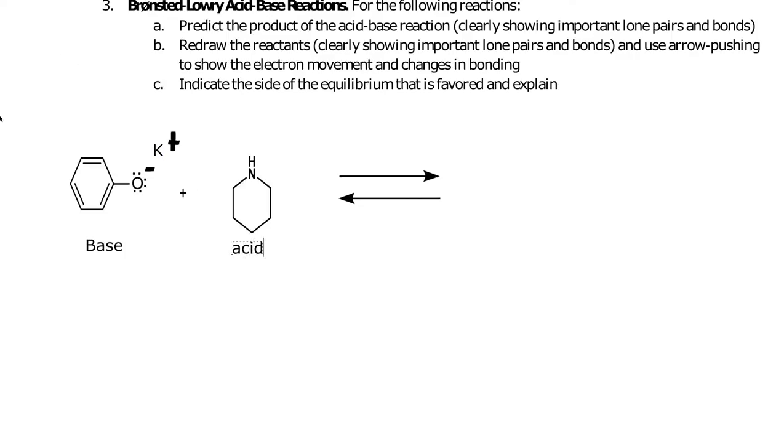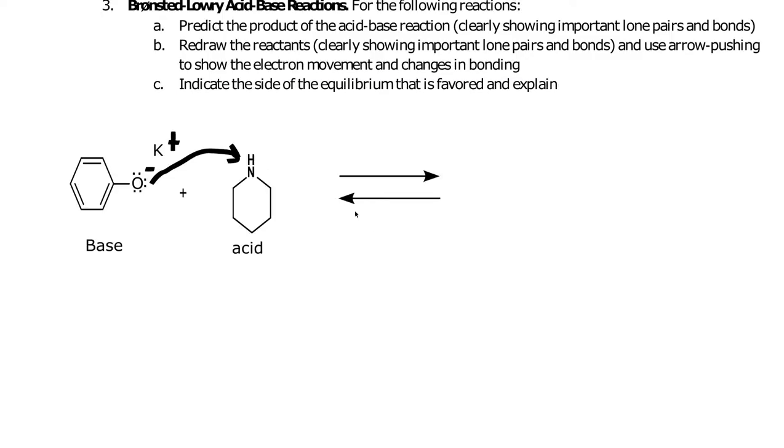What we like to do is use arrows to indicate where we are making bonds and where we are breaking bonds. We always start at our base. So we'll start at a lone pair right here and draw it towards our hydrogen. And what also is not being shown here is this hydrogen-nitrogen bond.